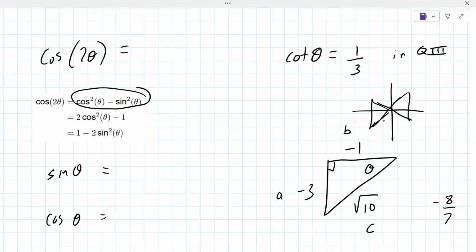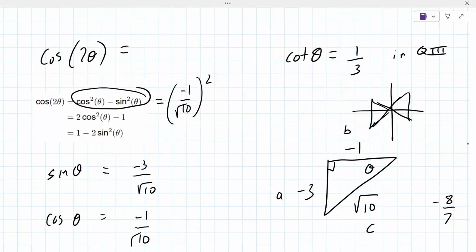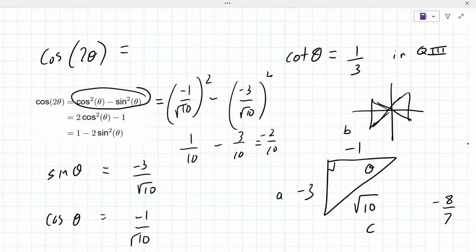It would just be negative 4/5 then, instead of 8/10. So the sine of theta is minus 3 over square root of 10, and the cosine of theta is minus 1 over the square root of 10. If we use the first formula, you're squaring that: 1 over 10 minus 3 over 10, which is minus 2 over 10, which is minus 1/5.